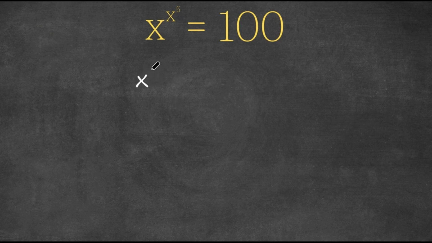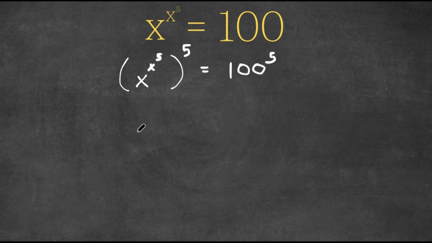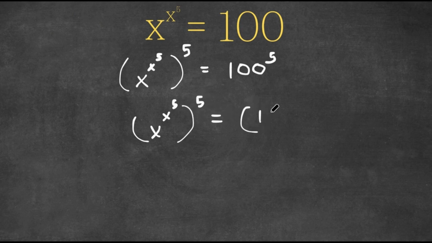So now we have x to the power of x to the power of 5 to the power of 5, and this is equal to 100 to the power of 5. Now, I'm going to change the 100 to 10 squared. So now we have x to the power of x to the power of 5 to the power of 5, and this is equal to 10 squared to the power of 5.